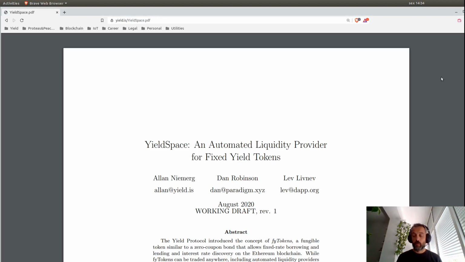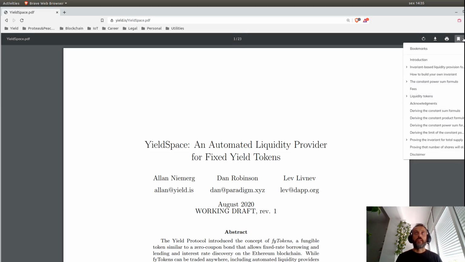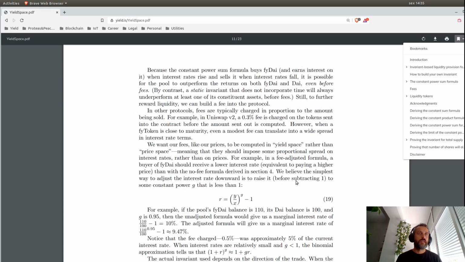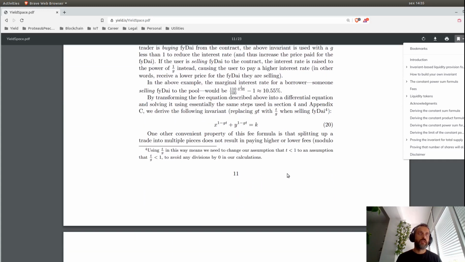is where Dan Robinson, Allan Niemerg and Lev explain how to build a market maker that will be operating in interest rate space. It's a little bit like the Uniswap invariant, but that also takes time into account. So it's a slightly more complicated formula. Exactly how much more complicated is it? Well, it is quite more complicated. So is this one here.